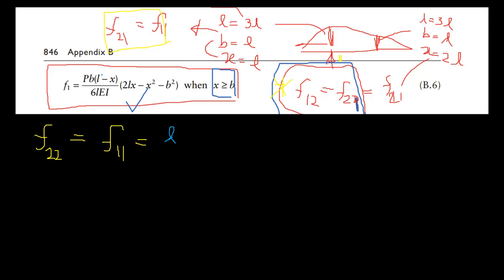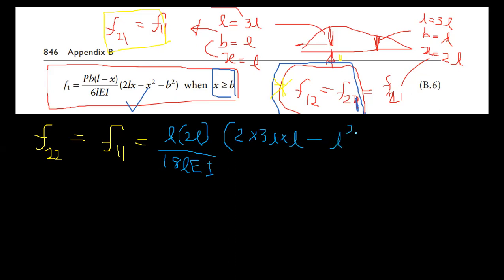So your L is actually 3L. 3L minus L means 2L. This is going to be 6L, and L is 3L, so that's going to be 18L EI. So 2L means again 3L, X is L. So that's going to be 2, 3L into L minus L squared minus B is also L squared, right? So this part going to be 6 minus 2 is 4L squared.